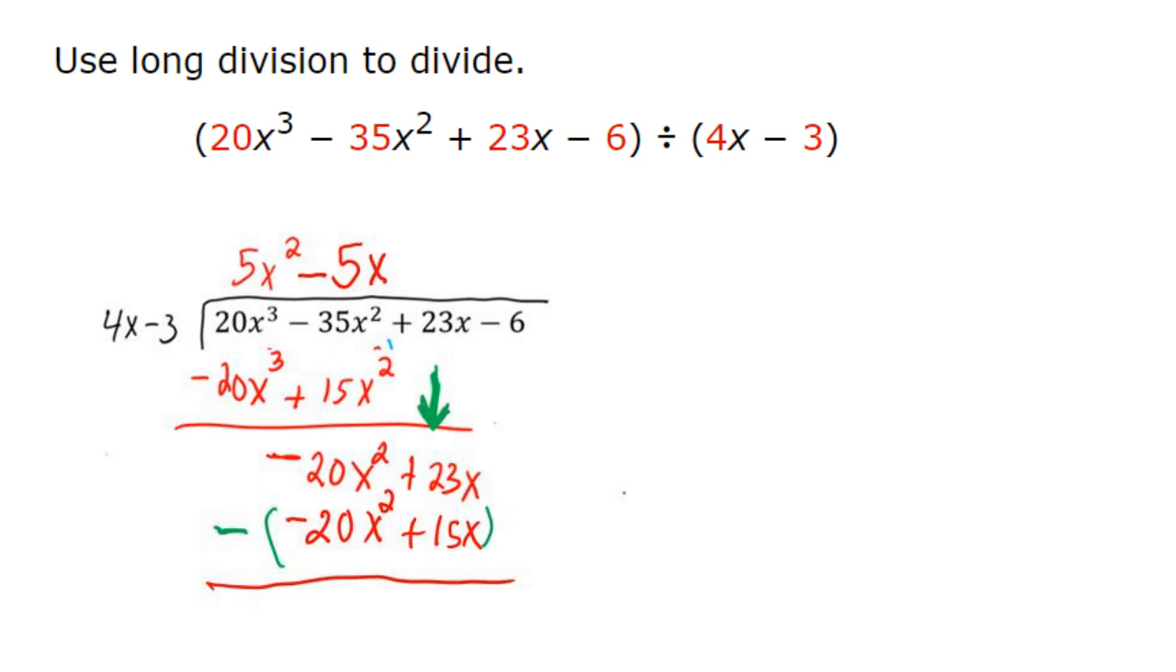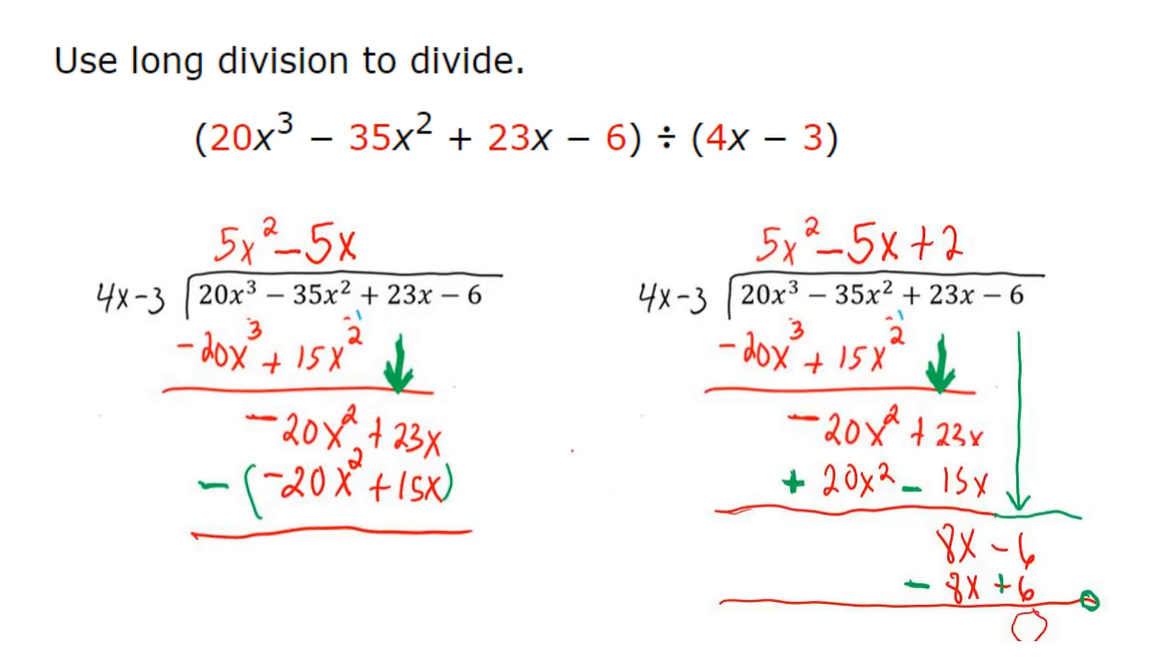So then I did it again. I multiplied the negative 5x to the 4x, giving me the negative 20x squared. The negative 5x times the negative 3 is a positive 15x. I subtract, but it's a polynomial, so I'm going to distribute that negative. A negative times a negative is a positive 20x squared. A negative times a positive gives me a negative 15x. Then negative 20x squared plus 20x squared is 0, and 23x minus 15x gives me an 8x. And then I bring down my last term, the minus 6.